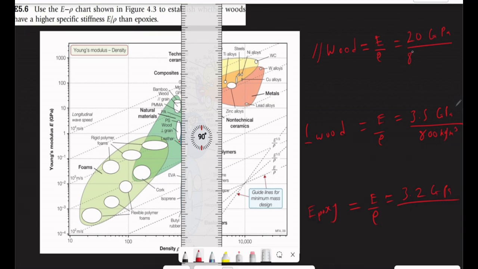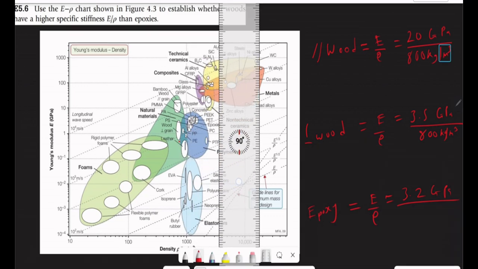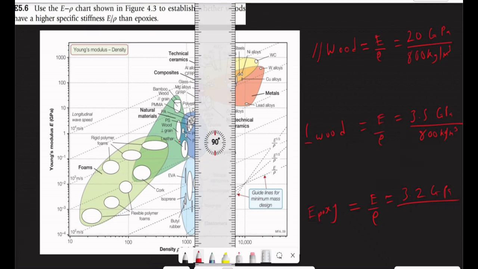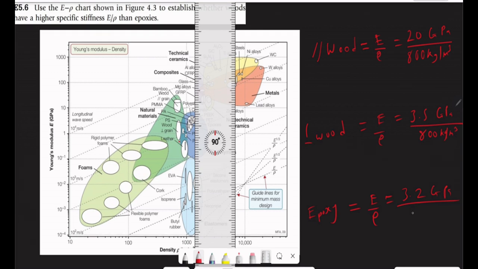Also this one has 800 kilograms per meter cubed. Then for our epoxy, we change this all the way to epoxy, look for the higher limit of epoxy and leave it there. If you do this calculation, if you break down the logarithm scale of this, you can see that this has a value of 1200 or 1250, something like that, around that range. So 1250 kilograms per meter cubed.